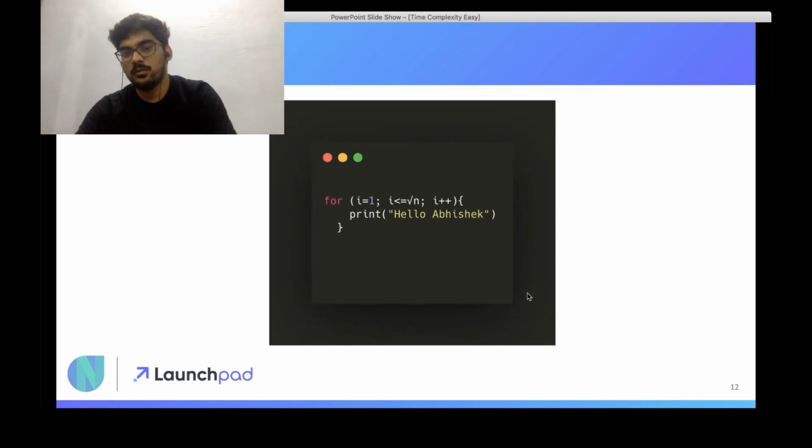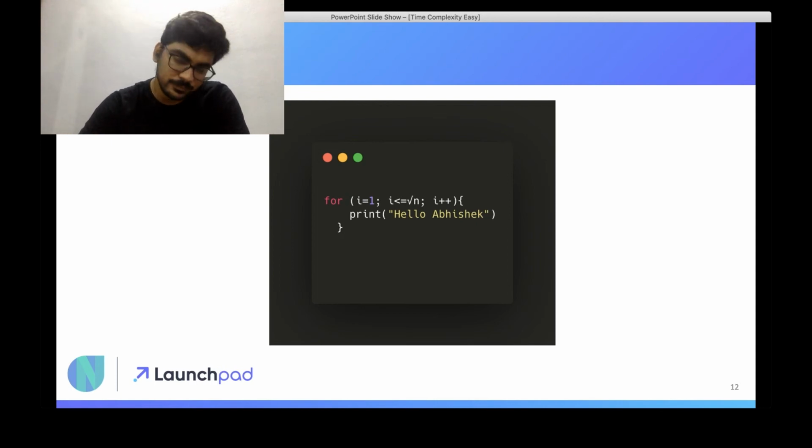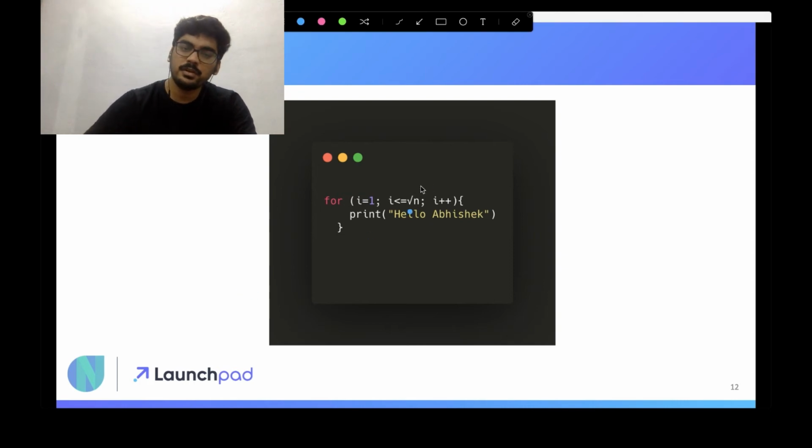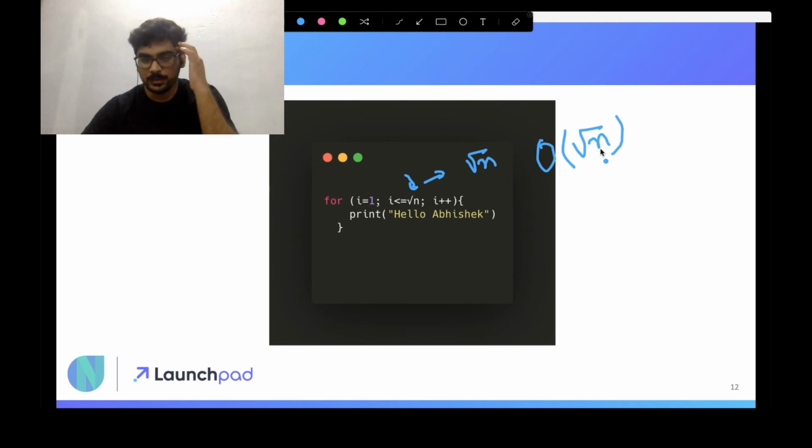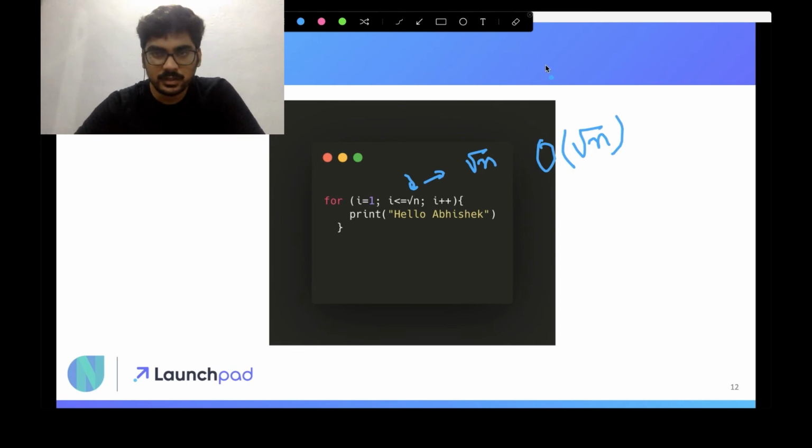Okay, let's look at this. What is the time complexity of this question? Any guesses? It's simple. How many times will this loop run? This loop will run for root n times. Of course, we don't write root like this in programming, but I've just written it for now. Don't look for any specific syntax. So this will be root of n. The complexity is simple: the number of times it runs. That is what we have to count.